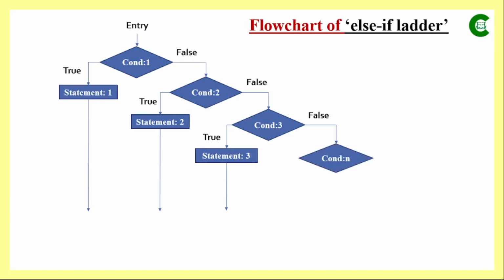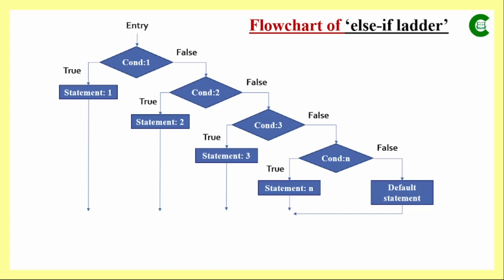Here it has been shown that we have reached condition n if the previous condition was false, following that rule or concept. So if condition n is true, then we will be processing statement n, and if condition n, the last condition, is false, then we will be processing a statement which will be the default. This default statement will be processed when the last condition is false.